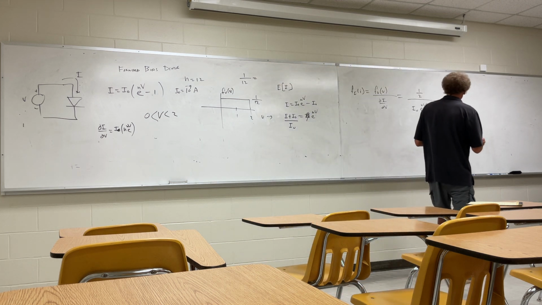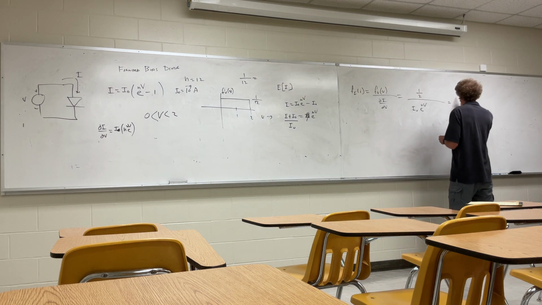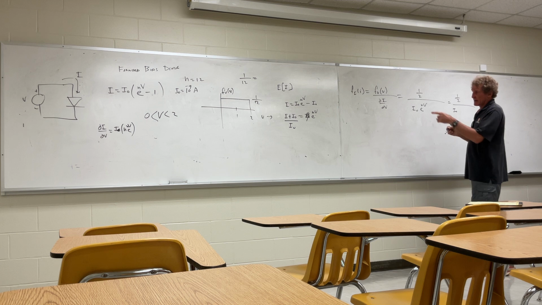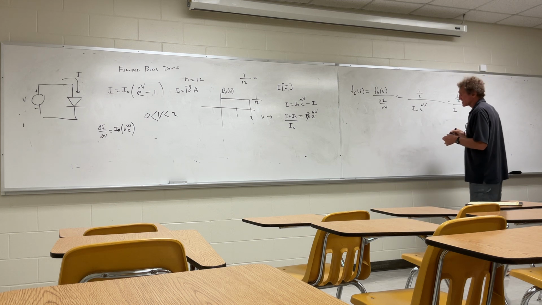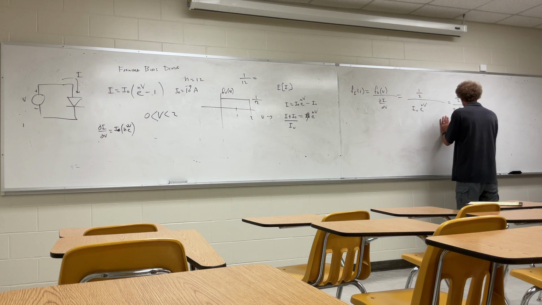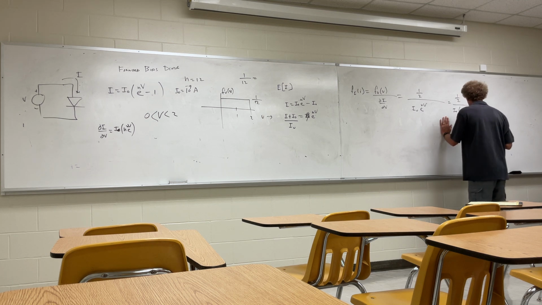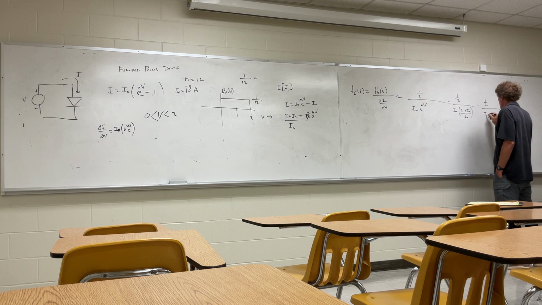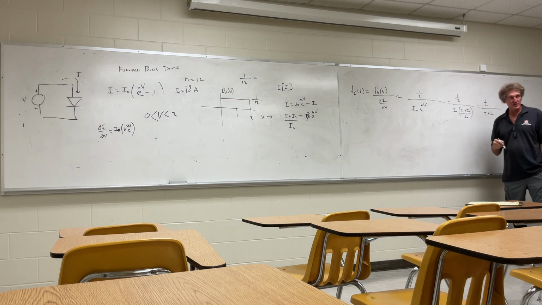So that means this becomes 1/2 over I naught, and then I can put I plus I naught over I naught. And you can see the I naught cancels, so I have basically 1/2 over I plus I naught is going to be my F of I. Do you all agree with that?